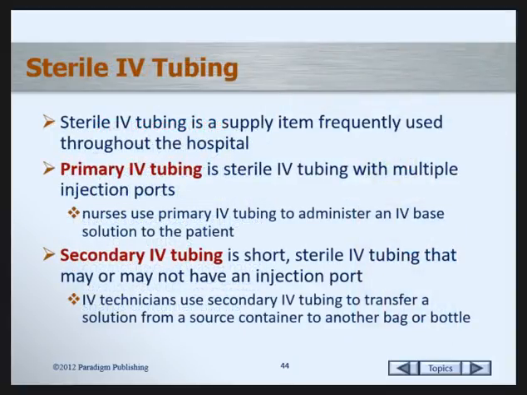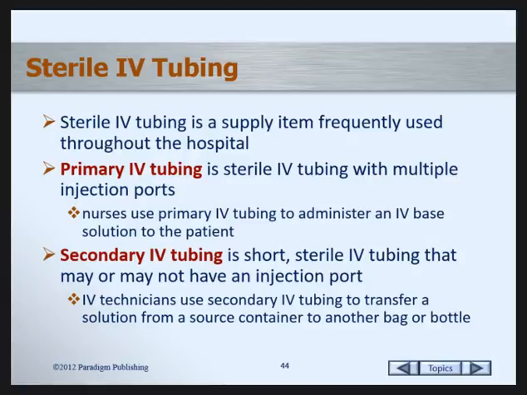Another part of the equipment or supplies is sterile IV tubing. Although technicians rarely use tubing, the only time we really use tubing is when we're priming the tube for a chemotherapy product. It's important to understand and identify the parts of tubing. Sterile tubing is a supply item frequently used throughout the hospital. Primary IV tubing is sterile IV tubing with potentially multiple injection ports. Nurses will use the IV primary tubing to administer a base solution to the patient.